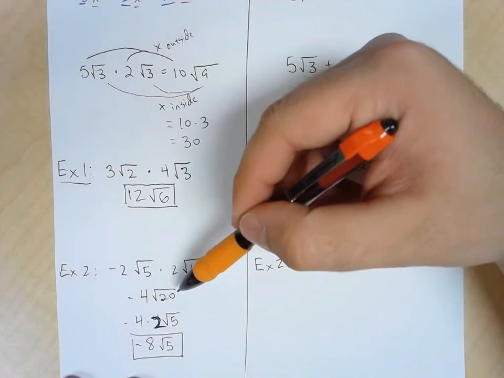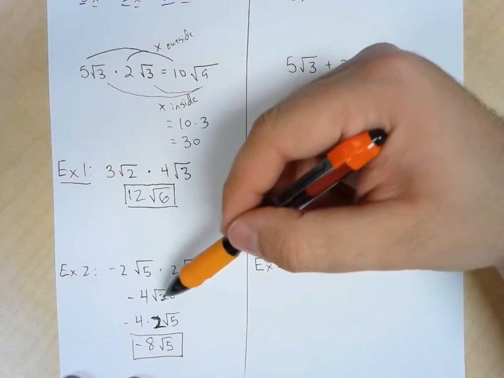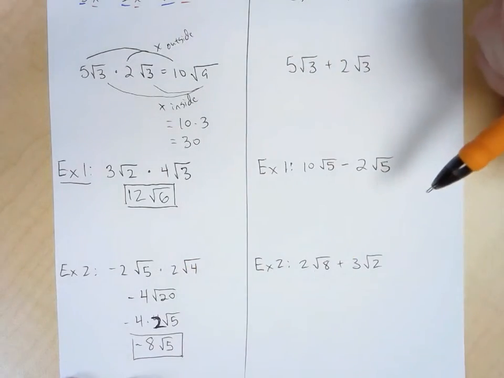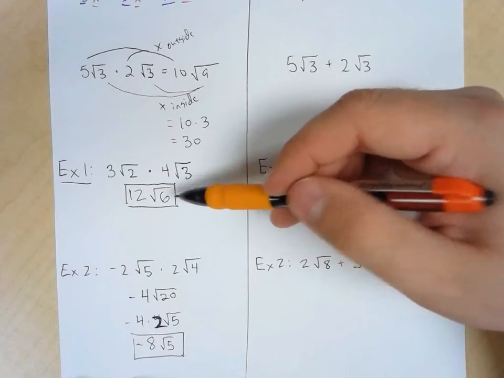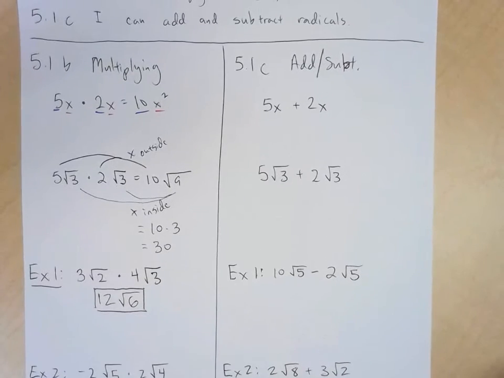After you multiply, if you can simplify the stuff inside the radical, then do so. If you can't, then don't. But we can, so we did. We couldn't, so we didn't. Okay, let's look at the second part.